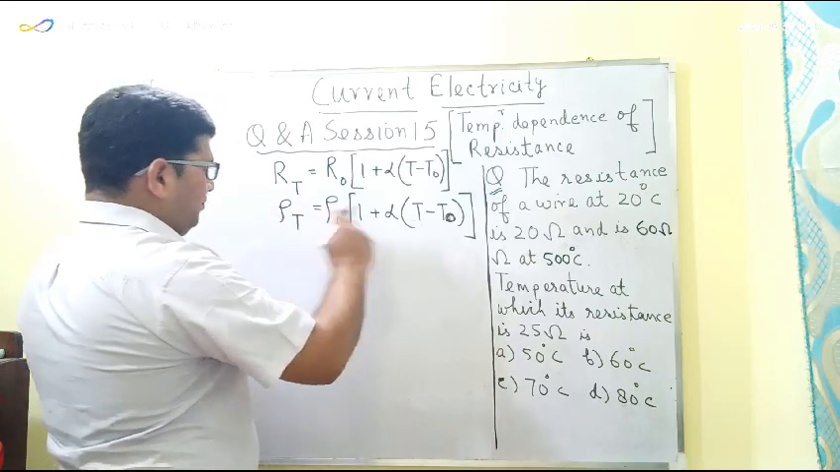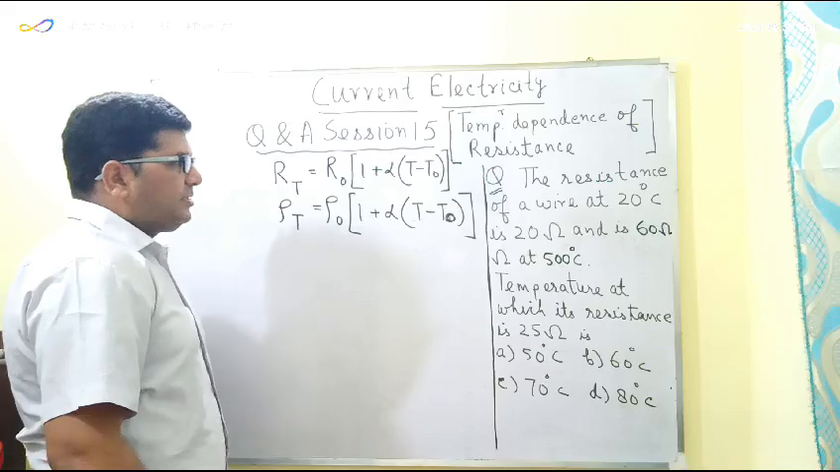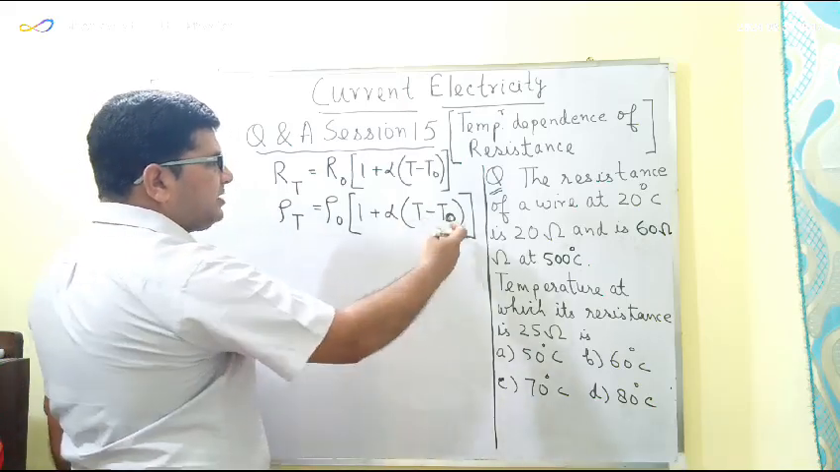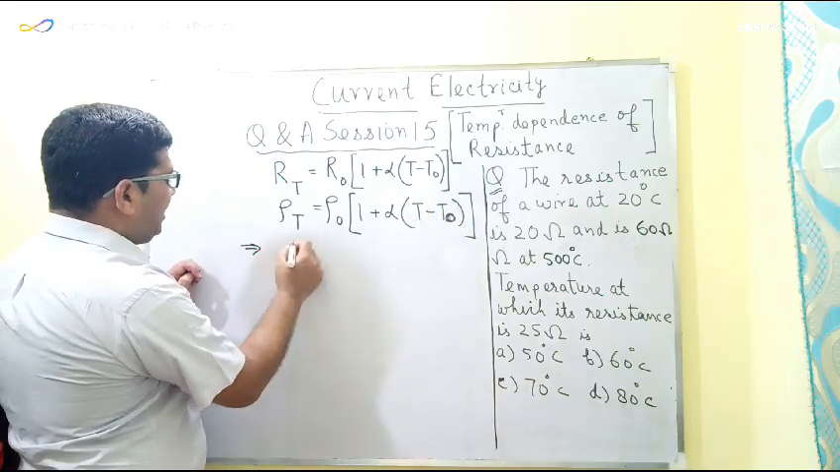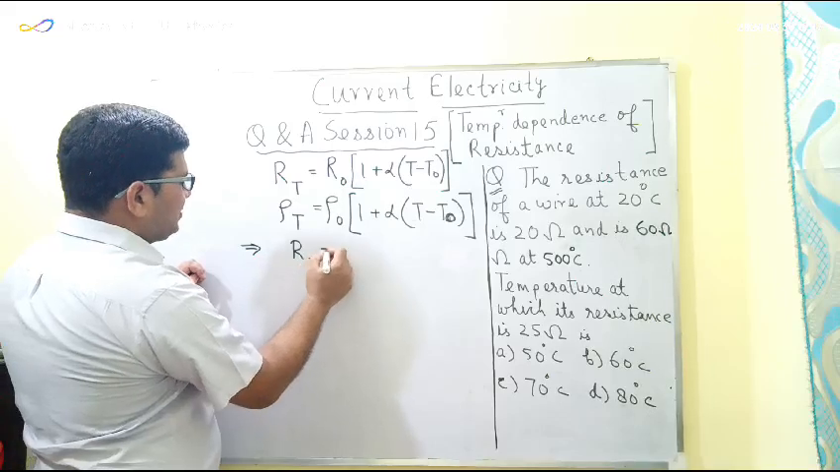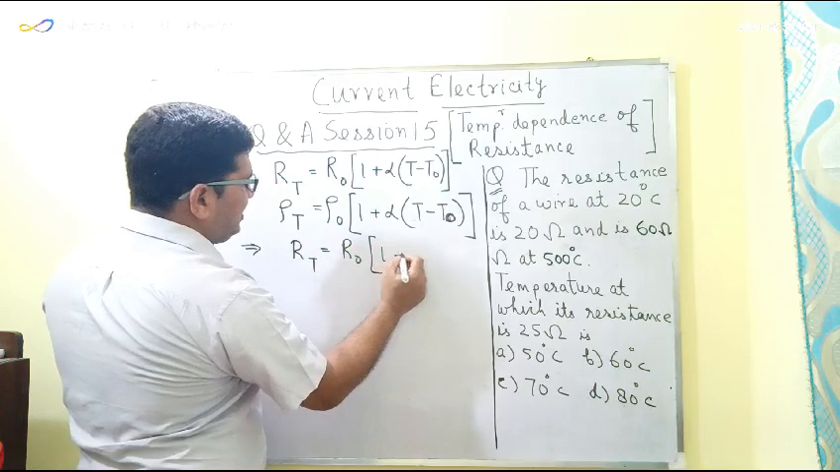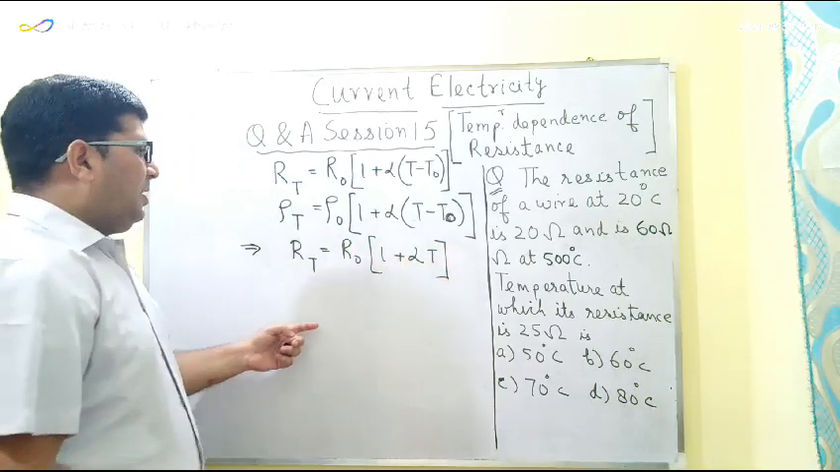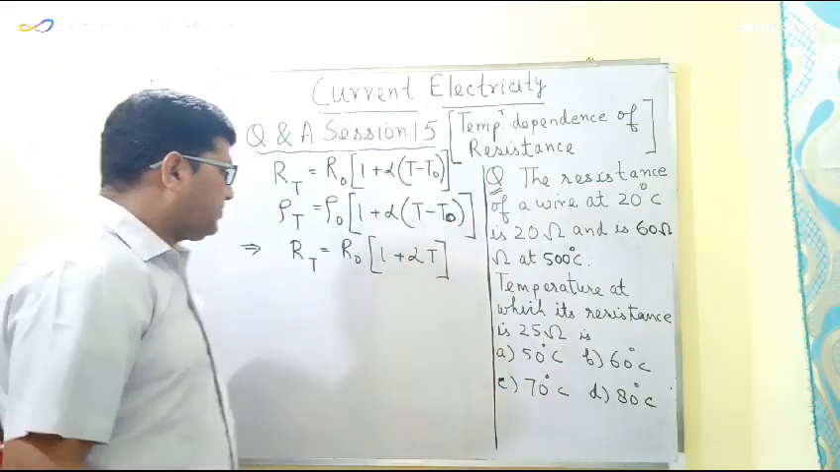Now the reference temperature is normally taken as 0 degrees centigrade or 20 degrees centigrade. So here in this case I will be taking the reference temperature as 0 degrees centigrade. If I take the reference temperature as 0 degrees centigrade, this equation will be R_T = R_0 (1 + alpha T). So I will be using this equation in order to solve this question.